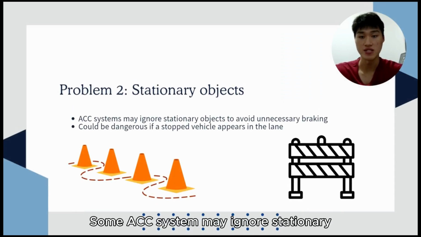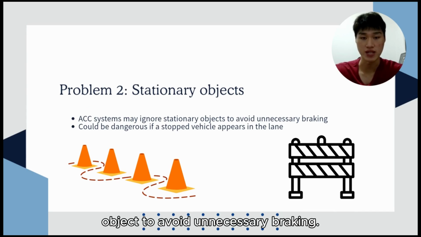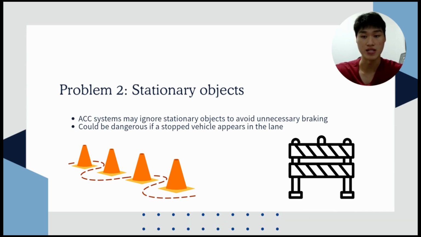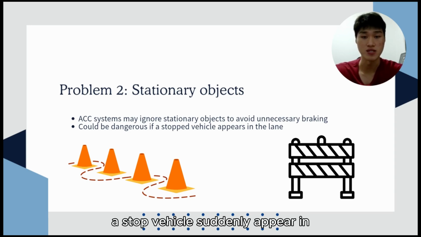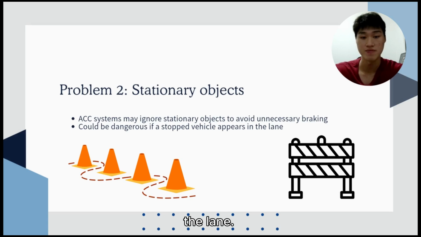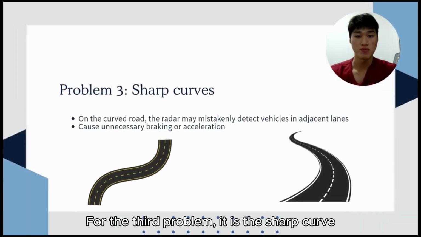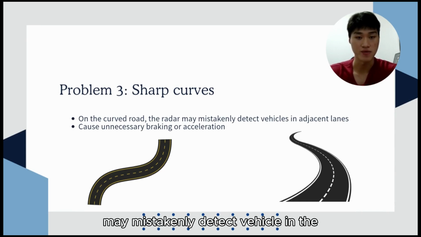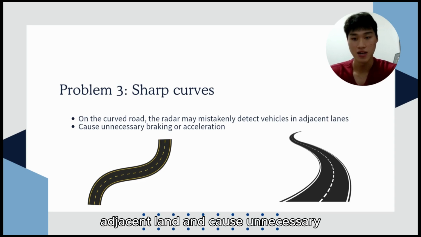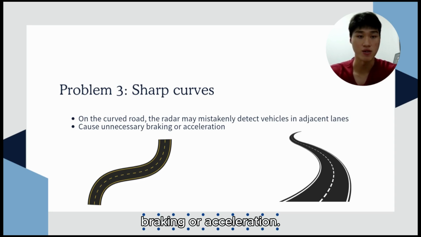Some ACC systems may ignore stationary objects to avoid unnecessary braking. However, this could be dangerous if a stopped worker suddenly appears in the lane. The third problem is the sharp curve. On curved roads, the radar may mistakenly detect vehicles in the adjacent lane and cause unnecessary braking or acceleration.